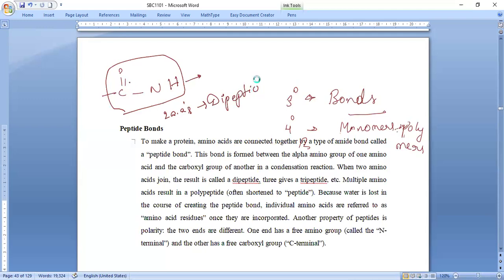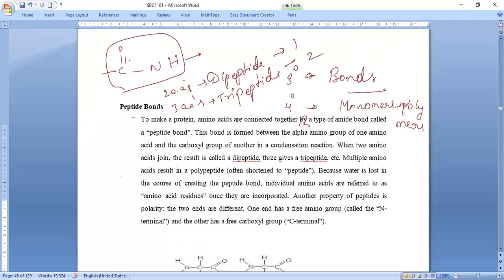Dipeptide bond, whereas when three amino acids are present, that is involved in the formation of a tripeptide. But here, how many peptide bonds are involved? In a dipeptide, only one peptide bond is there, and in a tripeptide, two peptide bonds are present. That means here it is describing only the number of amino acids. And multiple amino acids result in the formation of a polypeptide.